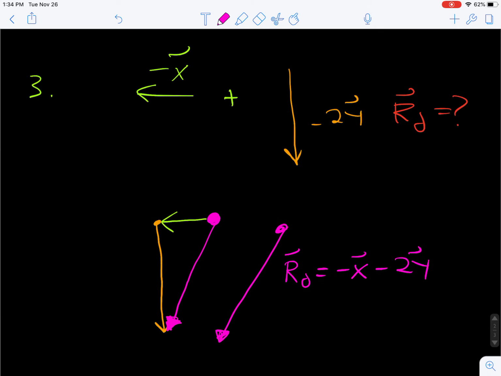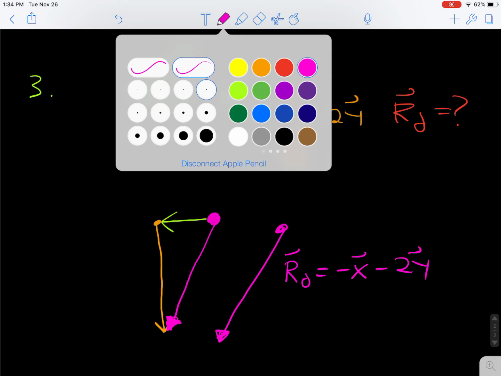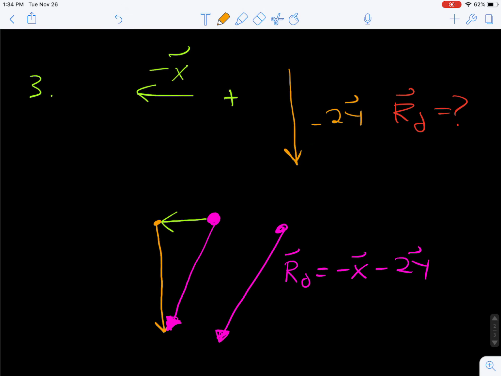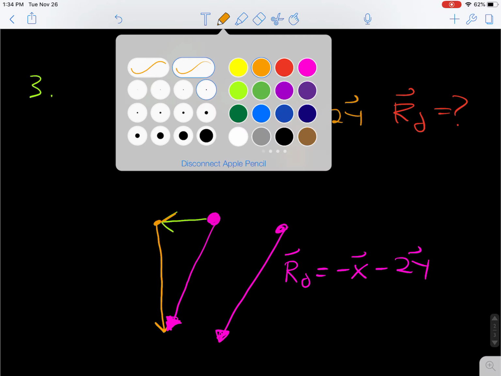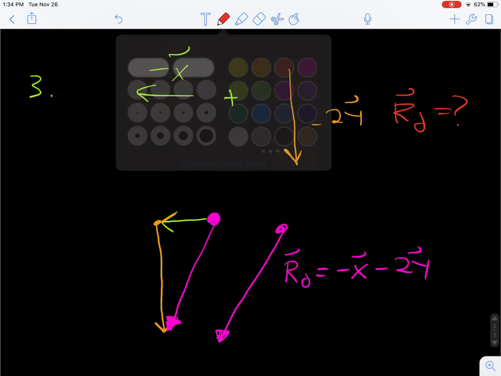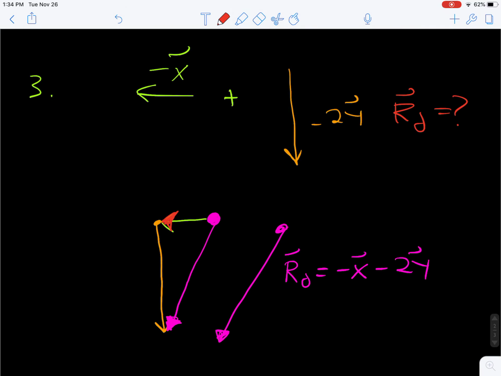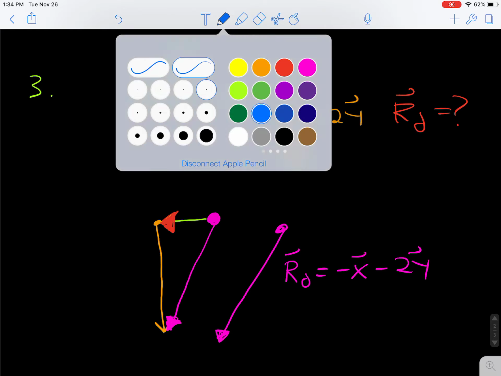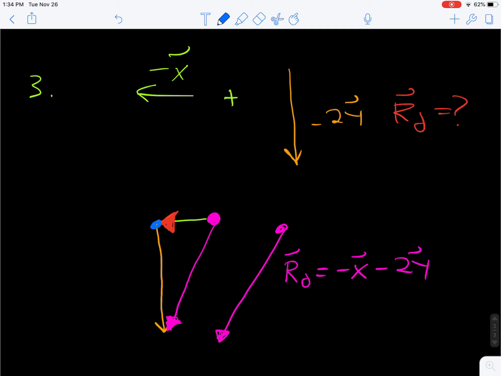And if you notice here, like I said before, the sum always has the tip of one vector in contact with the tail of the second vector. So tip tail again. All right.